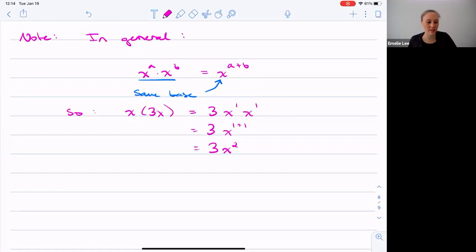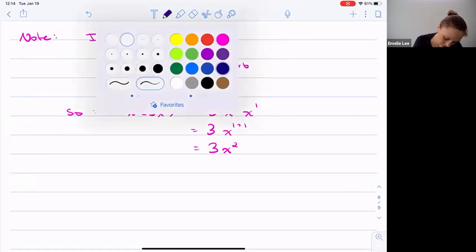Let's do one more example, because that'll be the end of section 1.4, or two more examples rather. But let's do one more example, and then we'll take a break, and then we'll head into section 1.5. So we'll do one more example.